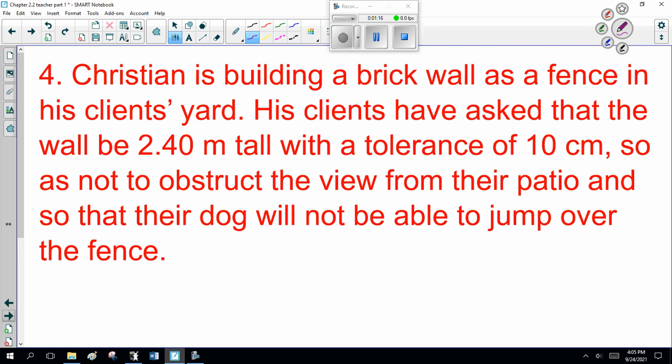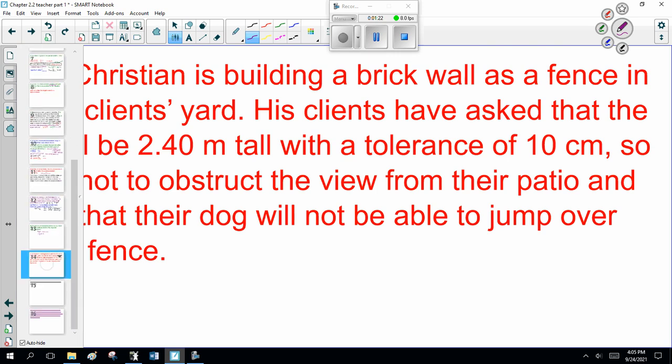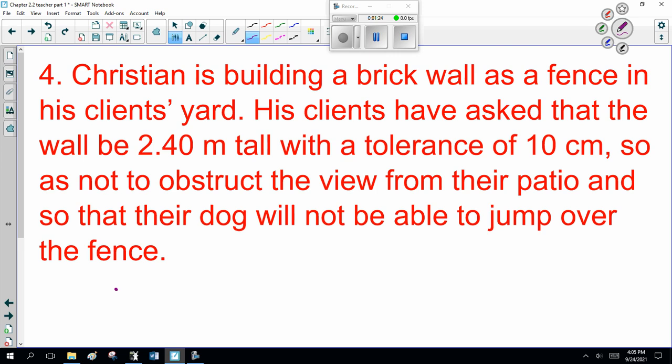Now, last question. At least I hope it's the last question. This is going on forever. Yes, it is. Christian is building a brick wall as a fence in his client's backyard. His clients have asked that the wall be 2.4 meters tall with a tolerance of 10 centimeters, so as not to obstruct the view from their patio, and so the dog will not be able to jump over the fence.